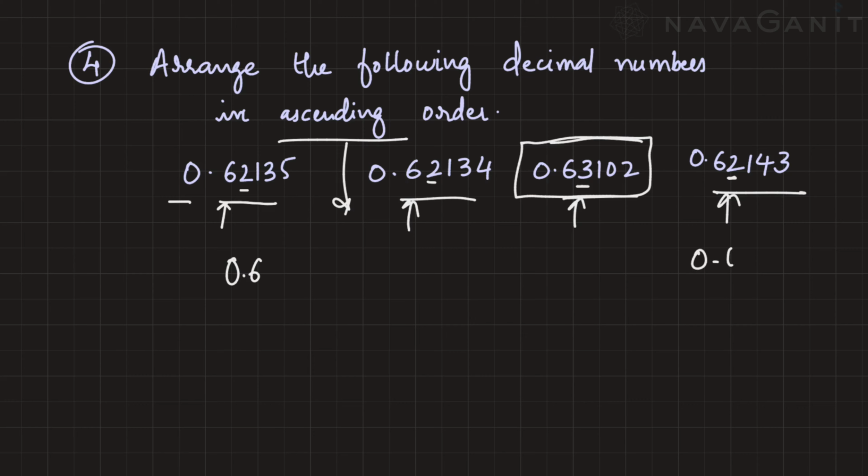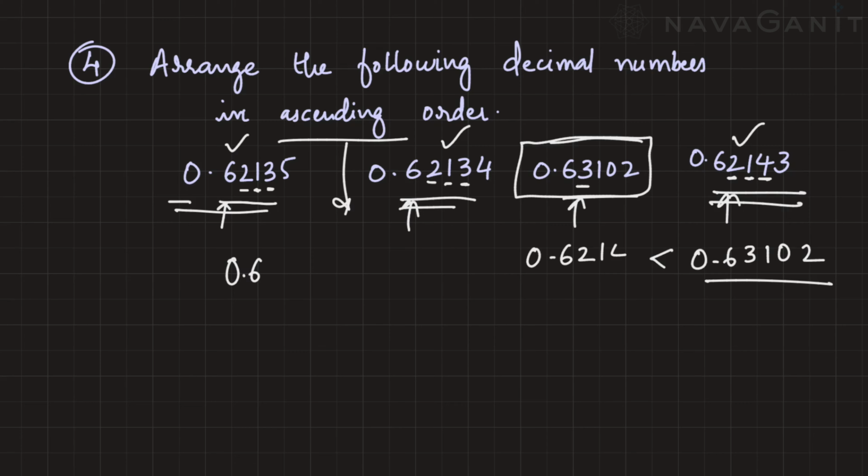So 0.63102 will be the largest of this lot. Now I have to compare between these 3 decimals. So till 2, all 3 are common. Next we have 1 in the third decimal place, 1 and 1. Next we go with the fourth one. This is 3, this is 3, this is 4. So this would be greater among these 3. So I'll have 0.62143 in the third place.